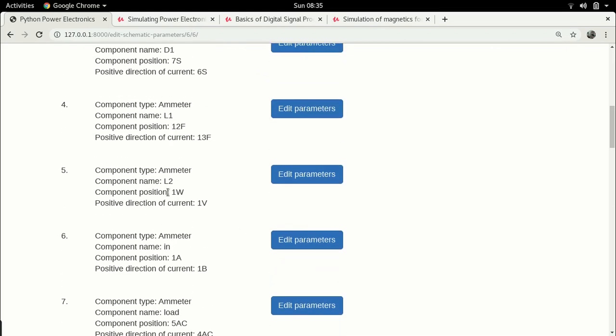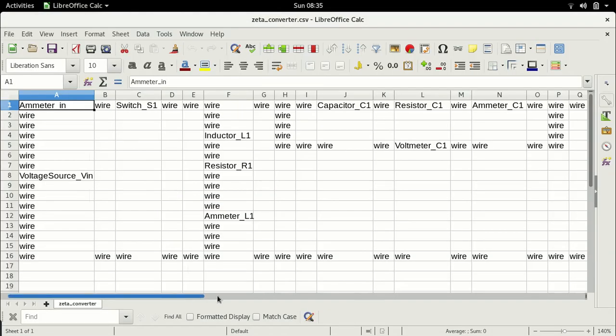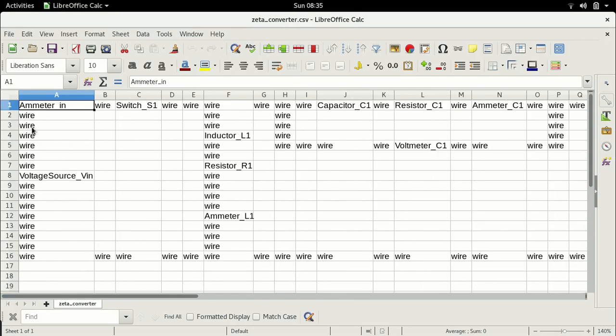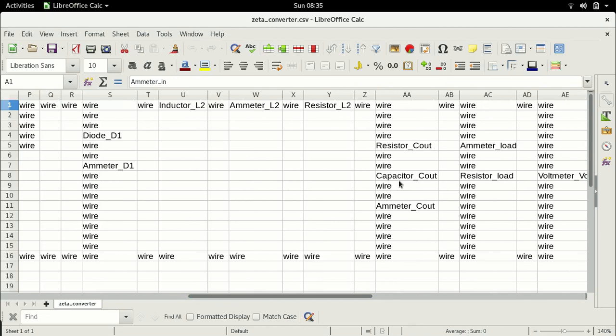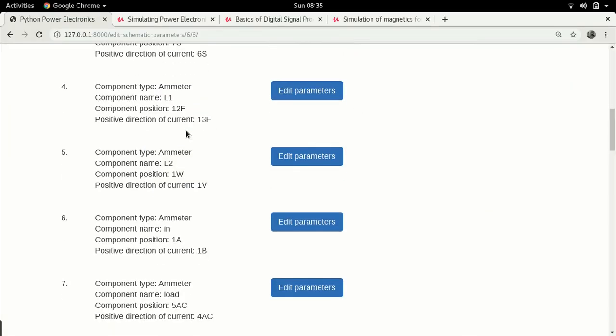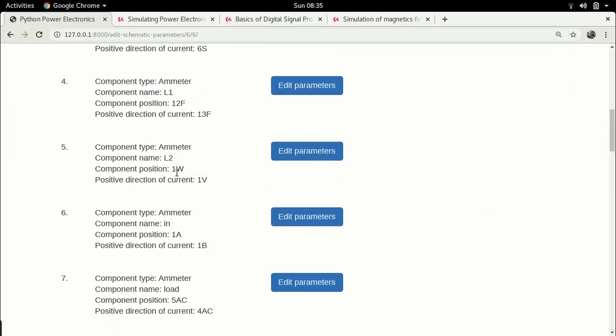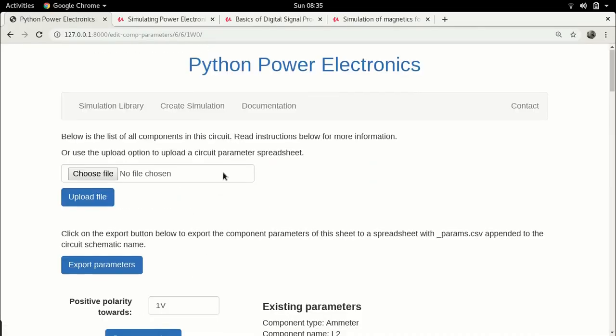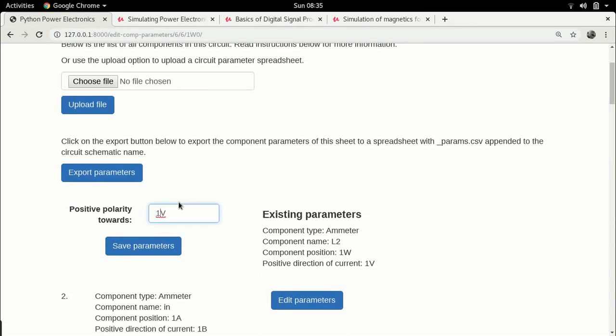And the next one is ammeter L2. Let's go all the way here. The ammeter L2, the current flows towards the right because when the switch is turned on, current flows through the inductor, and also current flows in the forward path when it flows through the output capacitor. So therefore the positive direction of this ammeter is towards the right. It is here towards the left, right? So let's change it to the right. It is 1x.